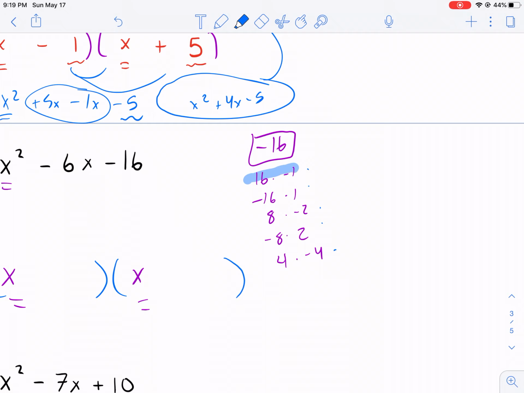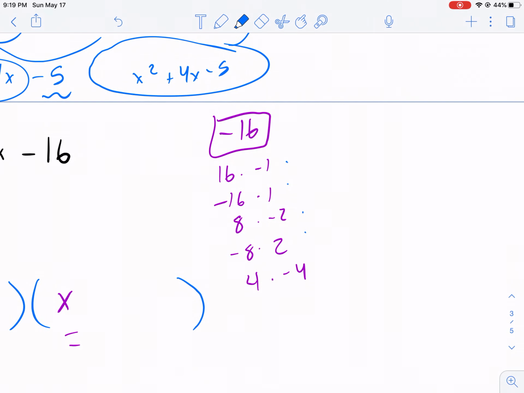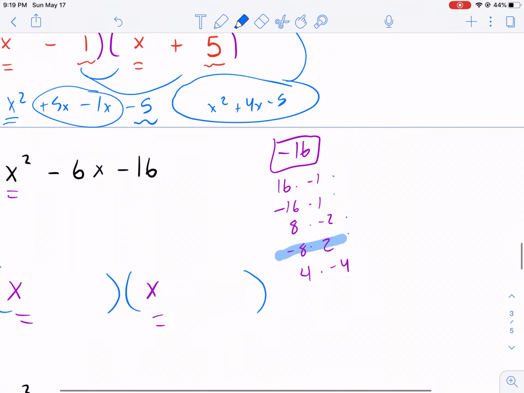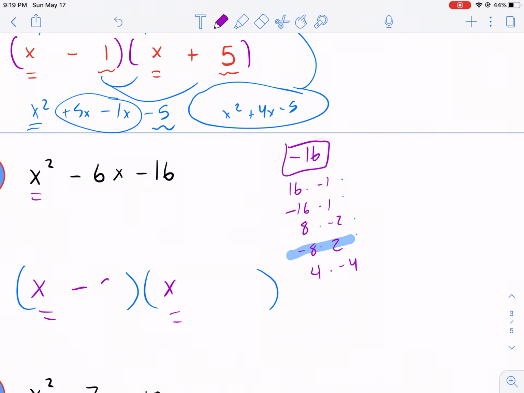So does 16 plus negative 1 equal negative 6? No. Does negative 16 plus 1 equal negative 6? No. Does 8 plus a negative 2 equal negative 6? No, it equals positive 6. And when you see that you get a positive 6 instead of a negative 6, you know you're close. You at least have the right factors, but you don't have the right signs in front. So we just change the signs. We make it negative 8 and positive 2, and we are good to go. We have our answer. So we have negative 8, positive 2.